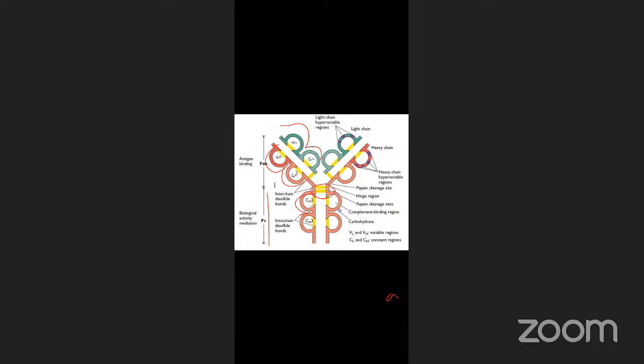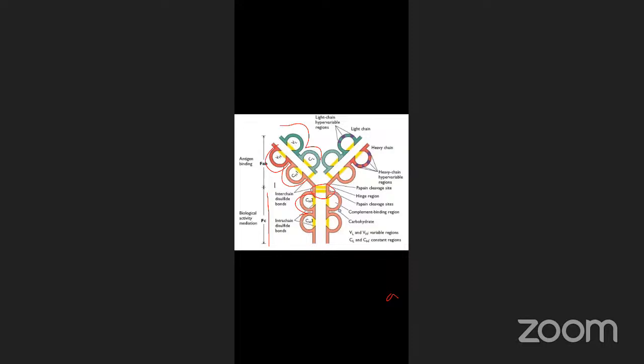Light chains are of two types: one is kappa chain, another one is lambda chain. Okay, this is about the light chain. Coming to the heavy chain, it is the longer polypeptide chain, three times larger than the light chain, with molecular weight 50,000 to 70,000 Daltons.